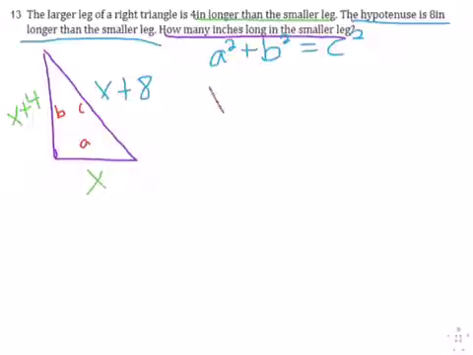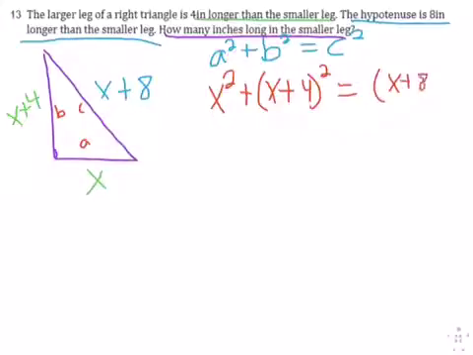So we have x squared plus (x plus 4) squared. And now when we do x plus 4 squared, we need to make sure we put it in parentheses. And that's going to equal our c squared, which is going to be (x plus 8) squared. Now we need to simplify. So we can't do anything with the x squared, so we carry it down. This x plus 4 I'm going to bring over here, and we need to FOIL that. So we're going to take x plus 4 times x plus 4.